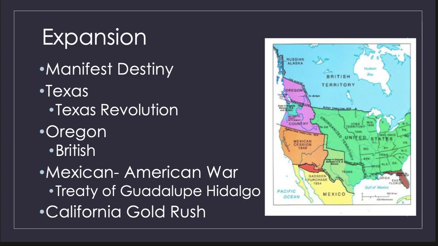So the worry of expansion of slavery from the new group, the abolitionists, who want to push to completely get rid of slavery, comes out at this time. The Treaty of Guadalupe Hidalgo is going to be the treaty that pushes us to get the Mexican Cession and the Mexican-American War. And the last piece we need to consider with expansion is the California Gold Rush.